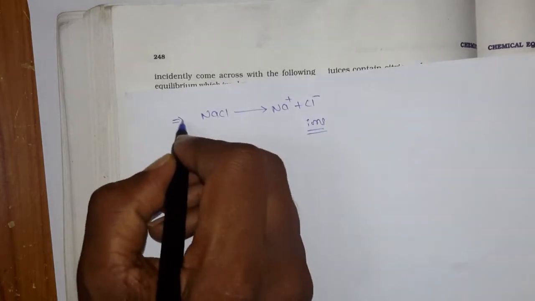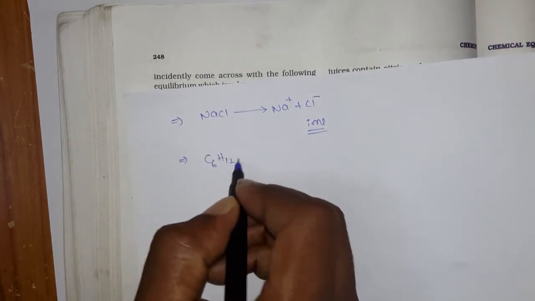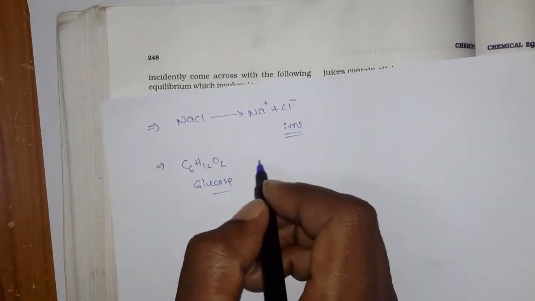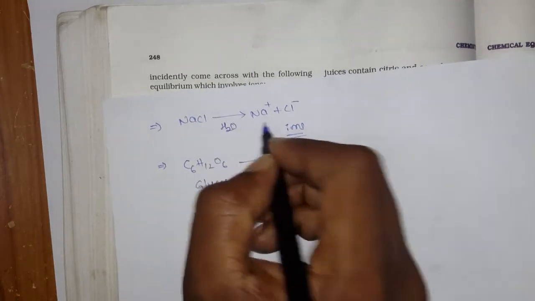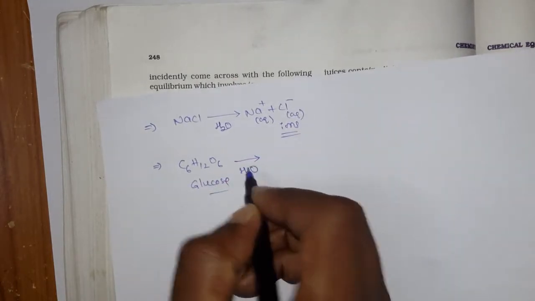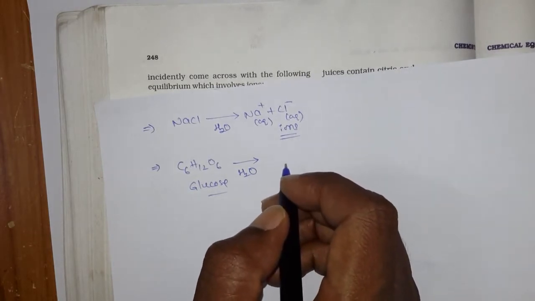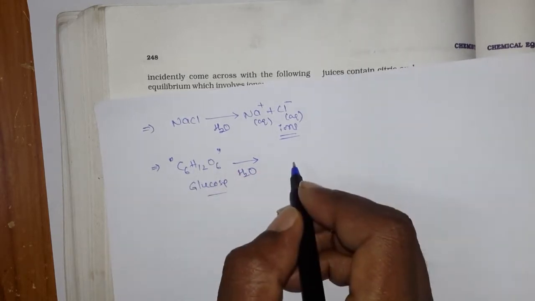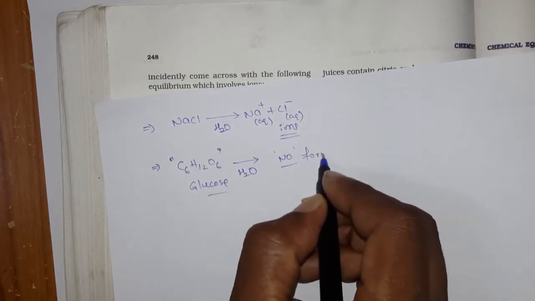But take one more example, sugar, C6H12O6. Let us take it as glucose. Glucose can also dissolve in water, and when you dissolve it in water, does it give ions? Does it dissociate into ions? Does the sugar glucose convert into ions? No, there is no formation of ions.